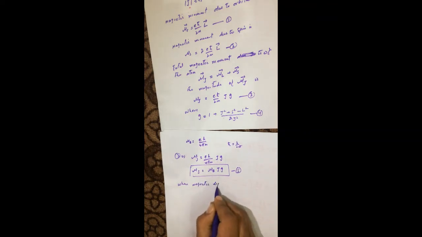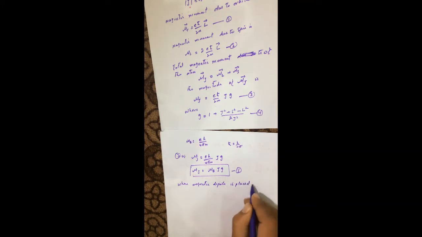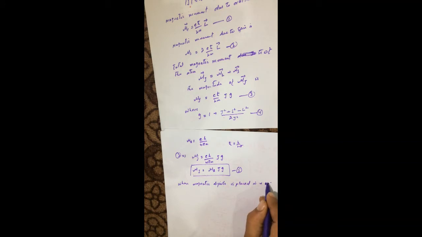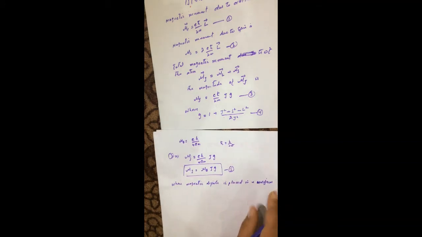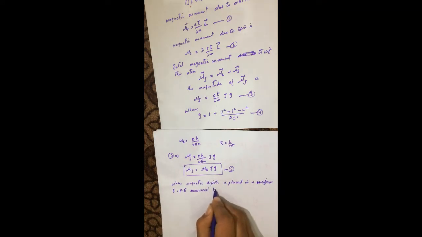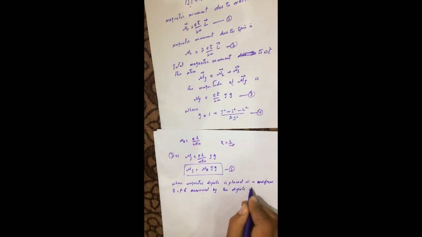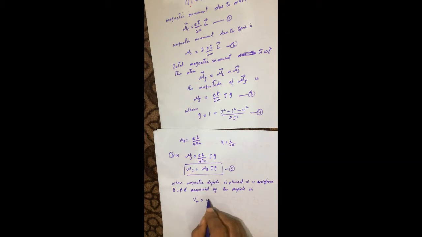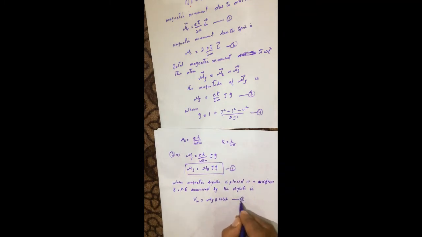Now when a magnetic dipole is placed in a uniform magnetic field B, the potential energy acquired by the dipole, which I represent by Vm, is equal to the total magnetic moment times B into cos of theta. This is equation number 6.